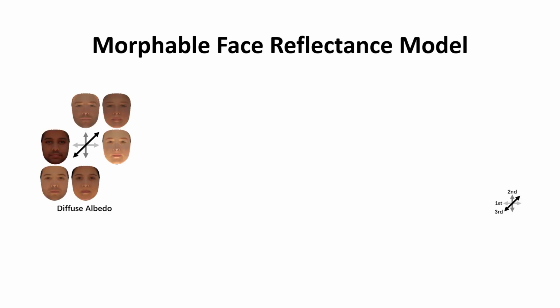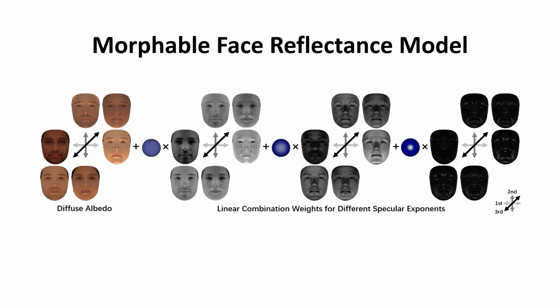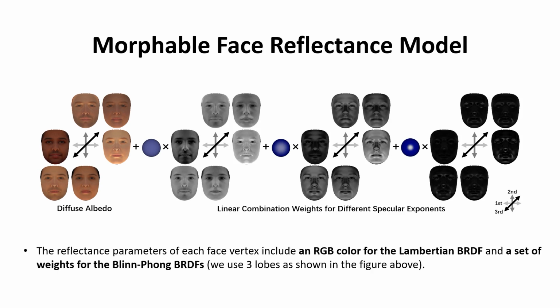To model spatially varying specular sharpness and intensity, we represent face reflectance as a Lambertian BRDF combined with the linear combination of several Blinn-Phong BRDFs with different predefined specular exponents. Thus, the reflectance parameters of each face vertex include an RGB color for the Lambertian BRDF and a set of weights for the Blinn-Phong BRDFs.